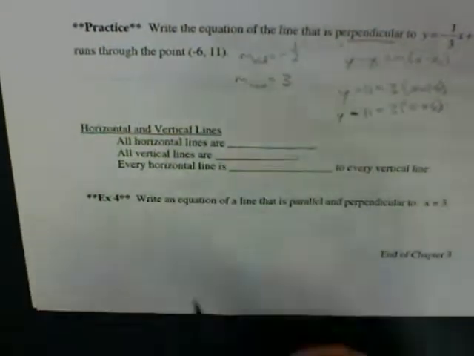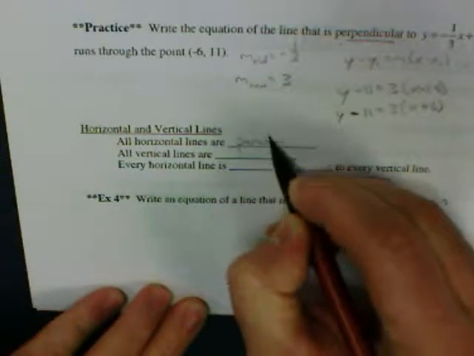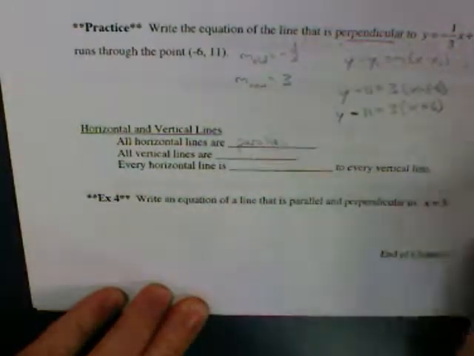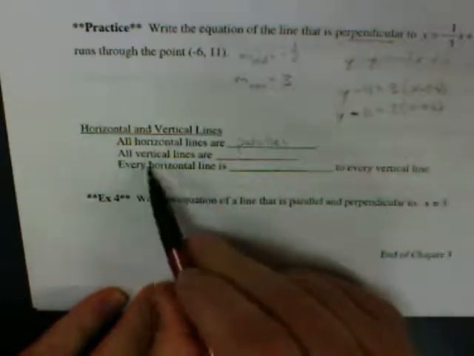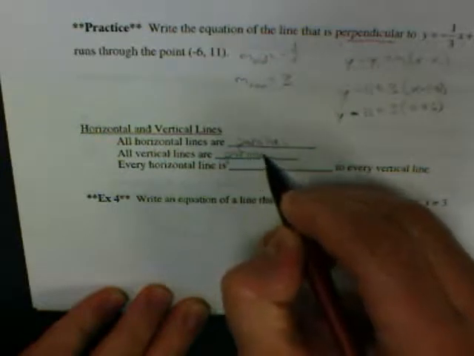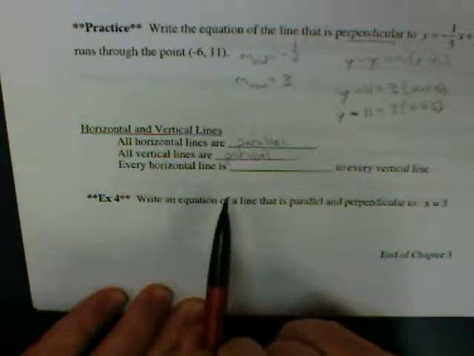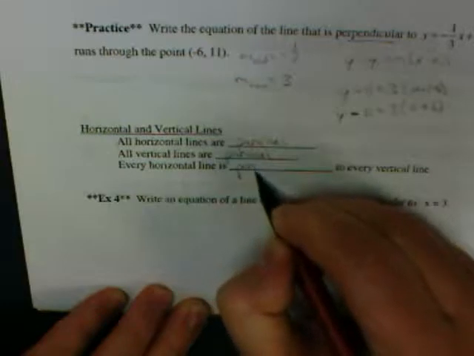To finish it off here, we're talking about some ideas about horizontal and vertical lines. All horizontal lines are parallel. Right, that makes sense. You picture horizontal lines in your mind, they're all going to be parallel to each other. And in a very similar way, all the vertical lines are going to be parallel to each other as well. And then the last sentence there, every horizontal line is blank compared to every vertical line. Well, horizontal is going this way, the vertical is going that way. They have to be perfectly perpendicular.